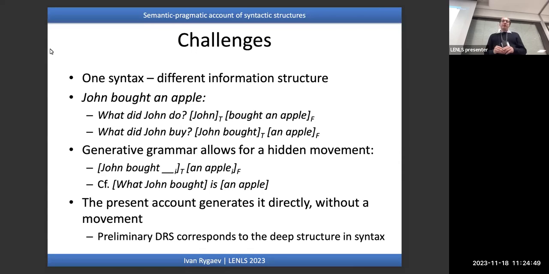And what the second is that the preliminary DRS corresponds to the deep syntactic structure in this index, not to the surface one. So after that, a certain transformation probably is possible on top of this structure.